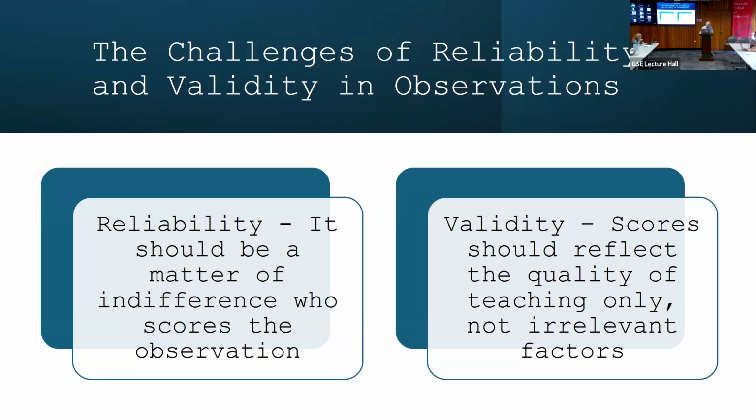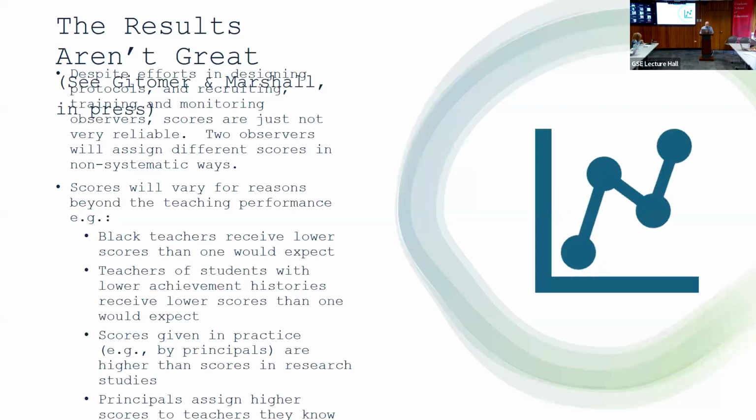The other thing that we saw is that scores are going to vary for a variety of reasons that are not necessarily related to teaching performance. So for example, we've seen that black teachers receive lower scores than one would expect in these observation protocols when you account for all the factors of the classroom and the conditions of the teaching. We also find that teachers of students with lower achievement histories also receive lower scores than you'd expect.